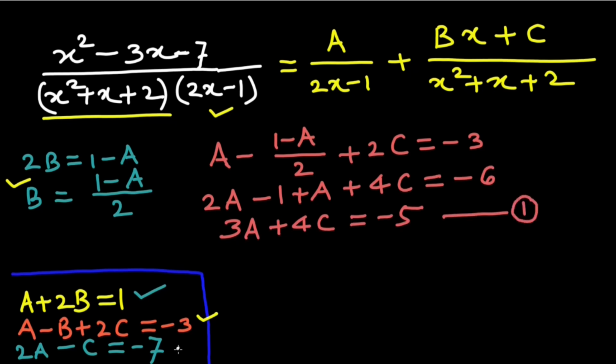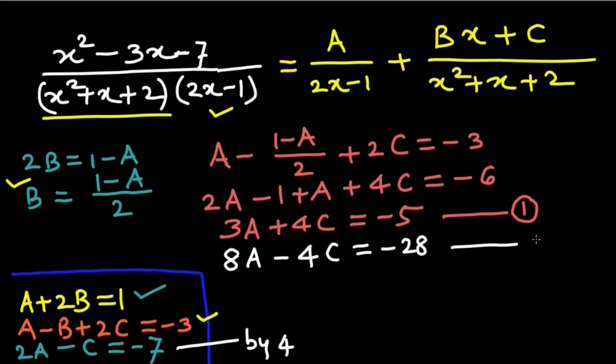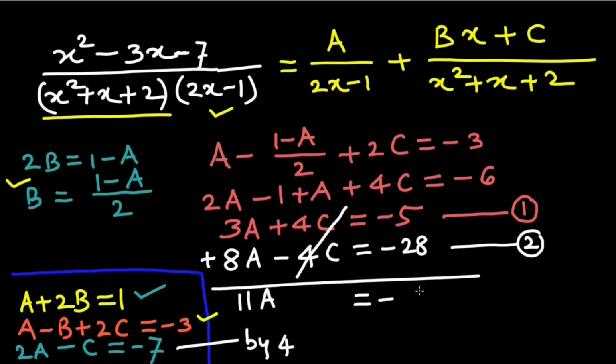We will multiply the third equation by 4 and write 8a minus 4c equals minus 28. We name this equation 2. We will add these two equations. 4c minus 4c will be 0. So this will be 11a equals minus 33. That gives us a equals minus 3. So this is the first value that we got.